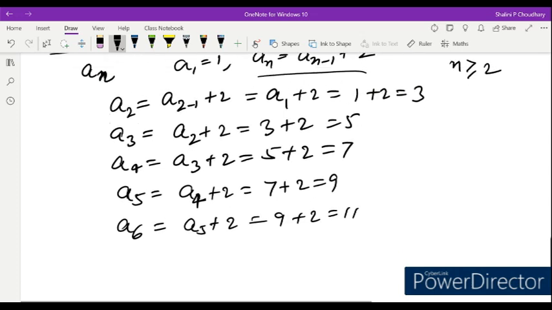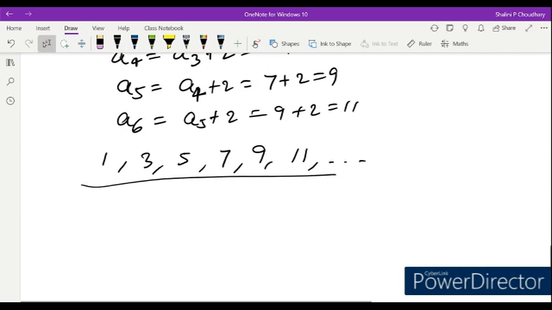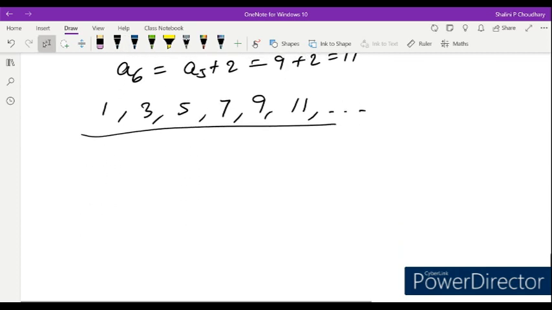Okay, the first term a1 is given, and a2 to a6 we have found out. So what are the values? a1 is 1, a2 is 3, a3 is 5, 7, 9, 11. So these are the values. Okay, the next 5 values we have found out.